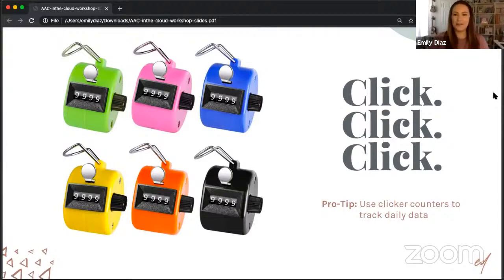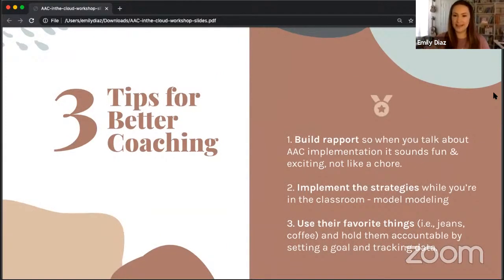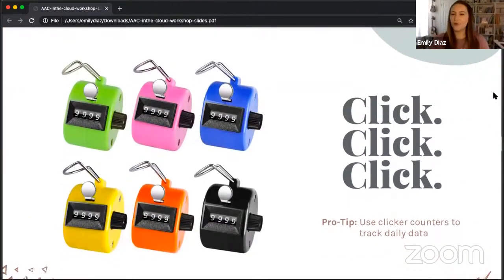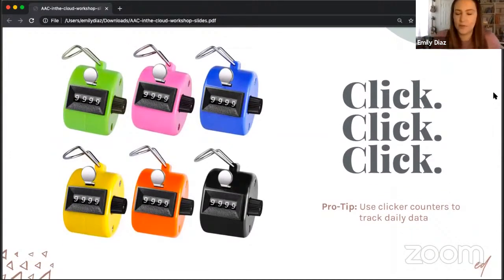And this is the part that I'm talking about here when I say use their favorite things and keep them accountable by setting a goal and tracking data. Clicker counters are how you're going to track the data. The goal that you set may vary. We know as AAC SLPs that the research shows 200 model opportunities per day lends itself to communication growth for AAC users. So if you want to start setting a goal of 200 models a day, great. A lot of my teachers can't start there, so we start a little bit smaller.